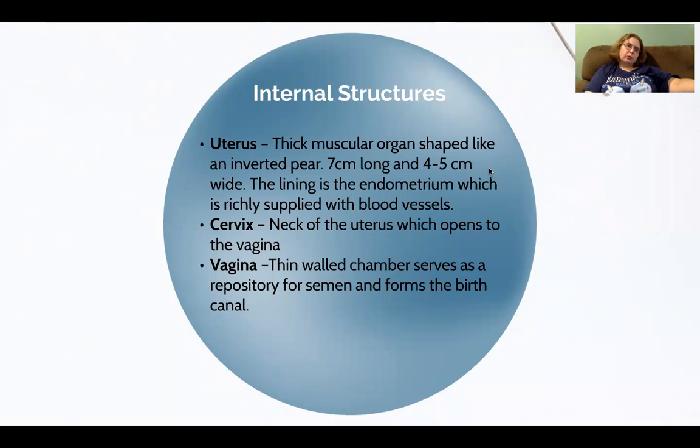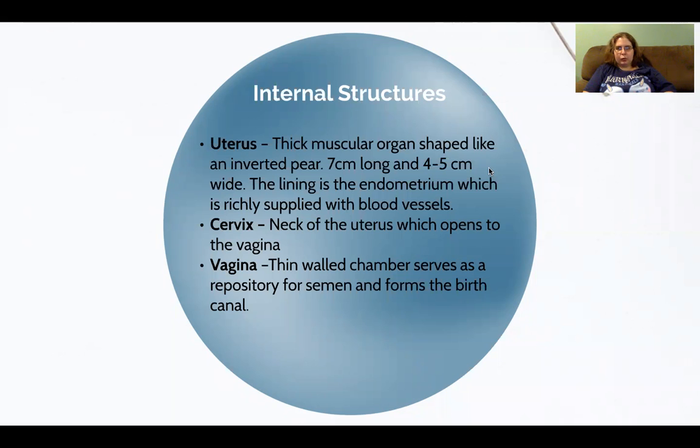The fallopian tubes end in the uterus. The uterus is a thick muscular organ. It's kind of shaped like an upside down pear, so it's kind of wide on the top, thinner on the bottom. It's on average about 7 centimeters long and about 4 to 5 centimeters wide. So it's not really big when it's just at rest.